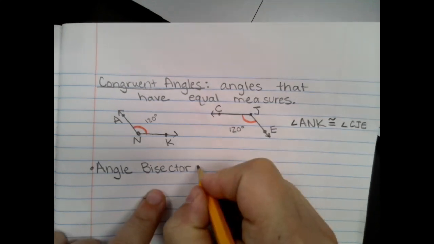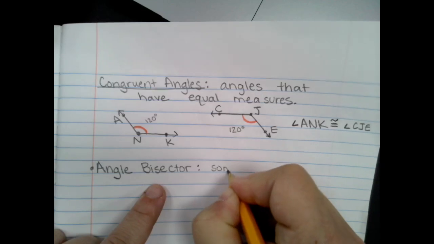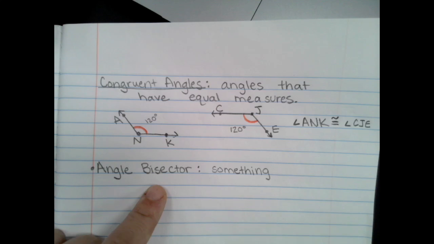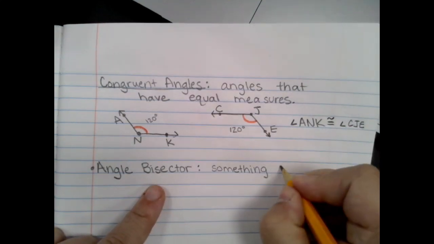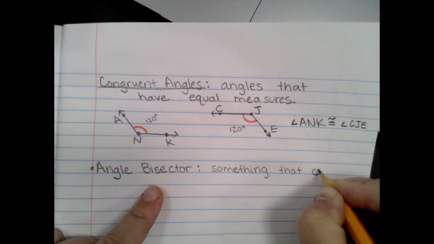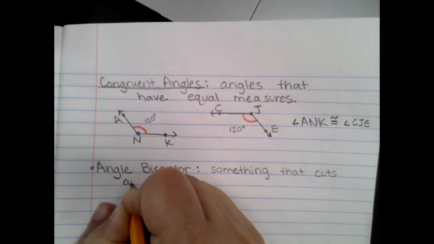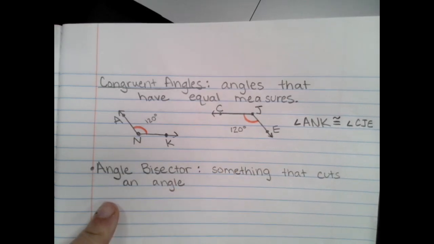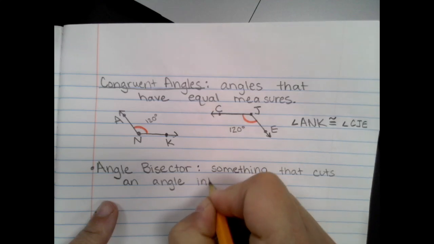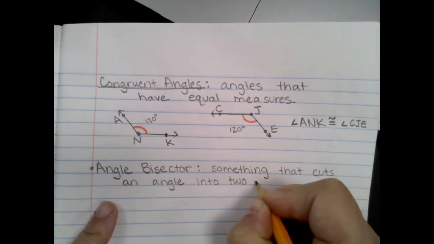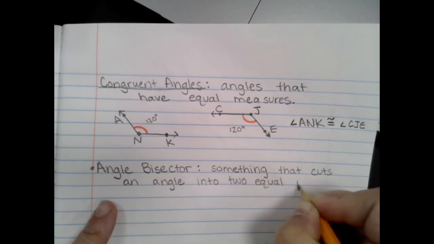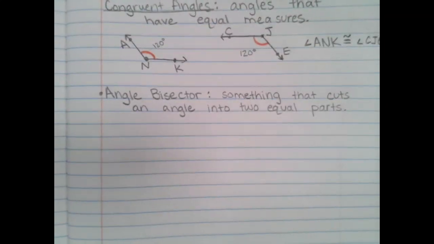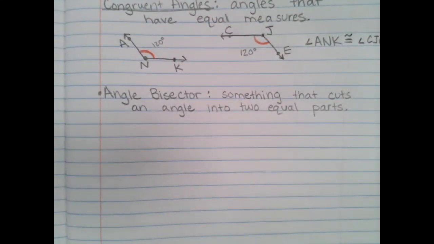So an angle bisector is something. Could be a line, it could be a ray, it could be a line segment, it could be a plane technically. Something that cuts an angle into two equal parts.